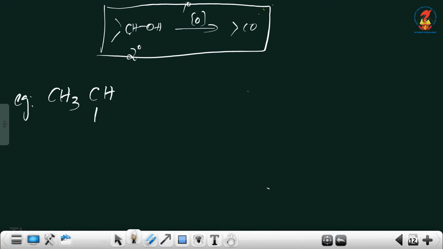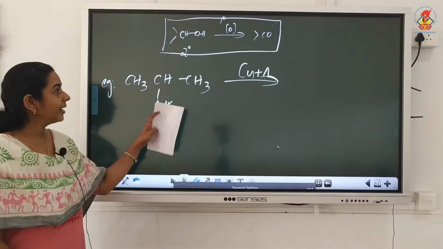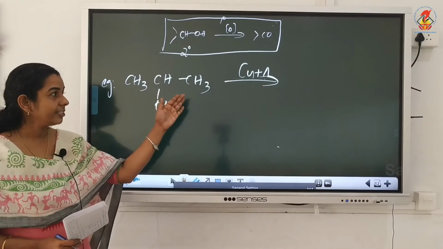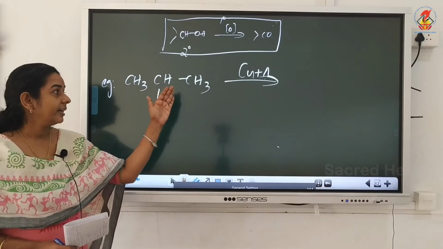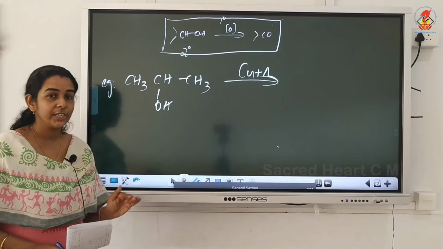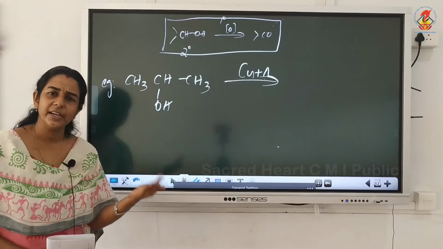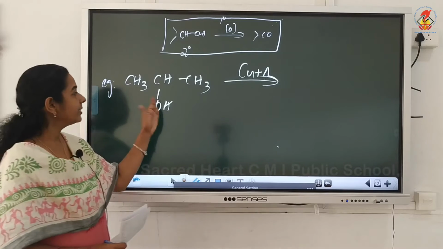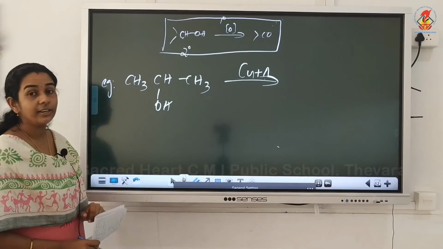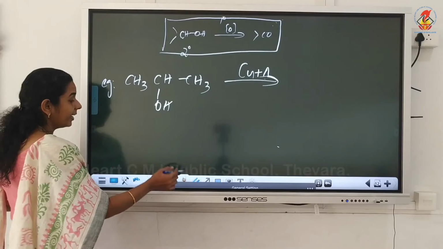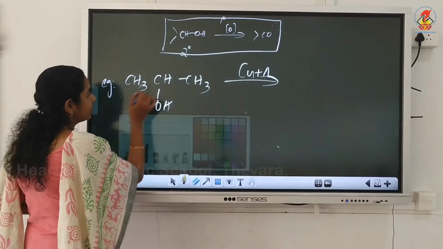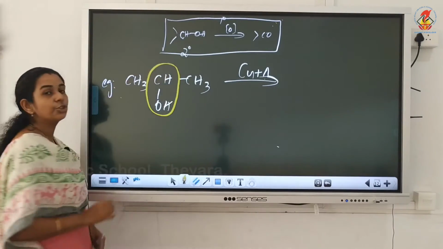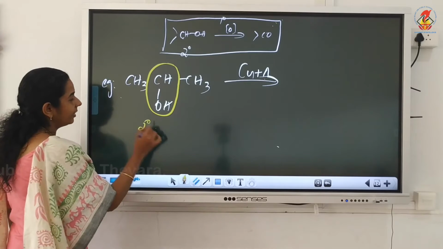CH3, CHOH, CH3. If I am heating with copper. So what is the reaction happening here? From the reagent it is clear that the reaction happening is oxidation, and copper and heat is a mild oxidizing agent. And see the reactant, here we have an alcohol, and the alcohol is a secondary alcohol. So mark only the CHOH part. It is a secondary alcohol.